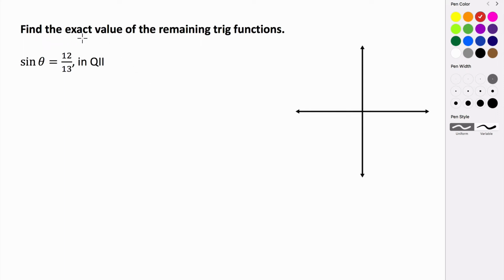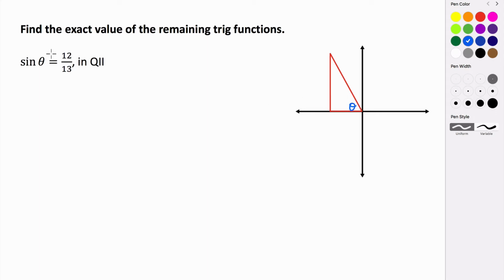In this example, we want to find the exact value of the remaining trig functions when we're told that our sine of theta is 12/13 and our angle is in quadrant 2. So let's go ahead and draw our triangle. So we have a right triangle here. And we're in the second quadrant. So we have theta.